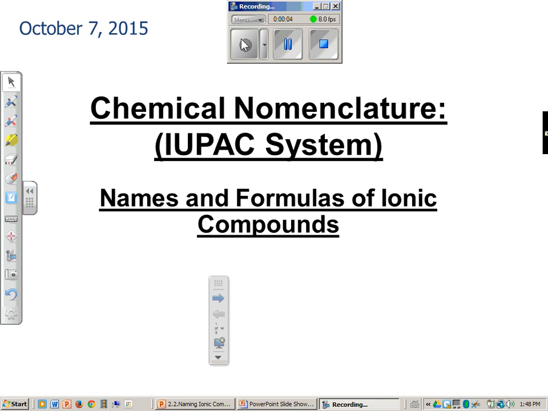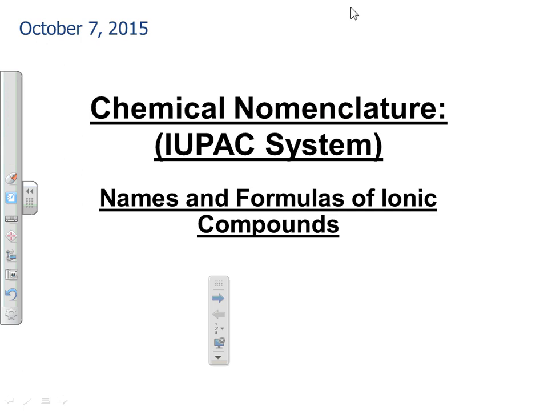So yesterday's flipped lesson, and if you haven't seen it, you're going to want to look at that, talks about how we can draw our Lewis diagrams to explain the bonding of ionic compounds. And I did this example up here. And we've also been talking for the last couple of days on how we can get the names and the formulas for these using the diagrams.